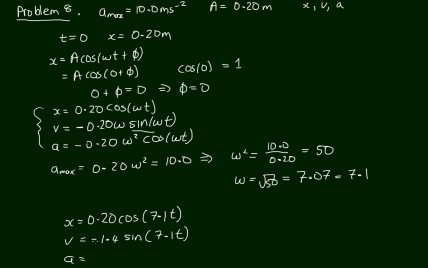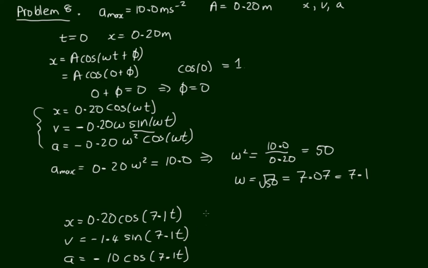And a is equal to minus 0.20 times omega squared. So remember, omega squared was 50. So 0.2 times 50, that's 10. So this is minus 10 cos(7.1t). And we should just check the maximum value of this one is when cos of this is minus 1, and that gives us 10, which is what we were given in the question. So it seems consistent. It's always a good idea to just check our answers.